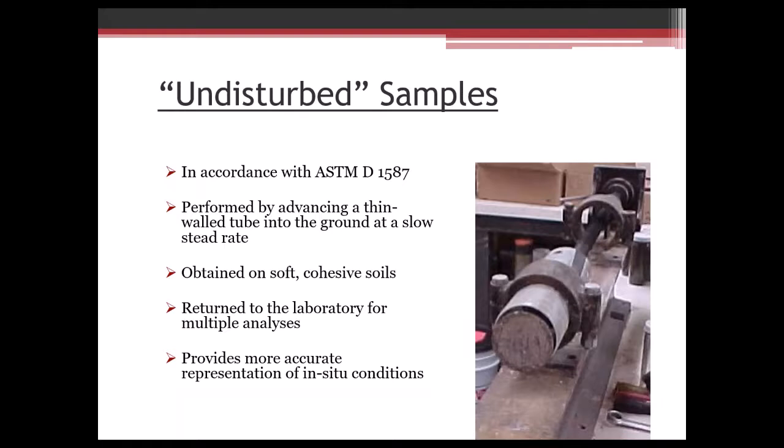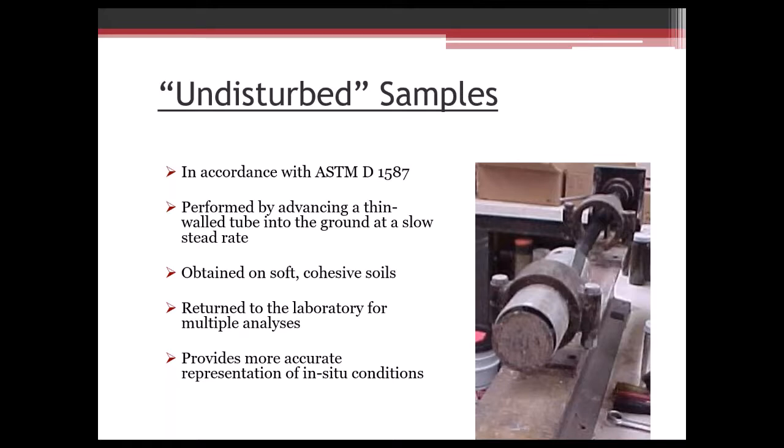Undisturbed samples, and undisturbed is in quotes. This is the method that's in accordance with ASTM 1587. Advancing these so-called undisturbed samples is the best that you can get by taking a sample out of the ground. There's truly no such thing as an undisturbed sample once it's removed from the earth, but this is the best that we can do.